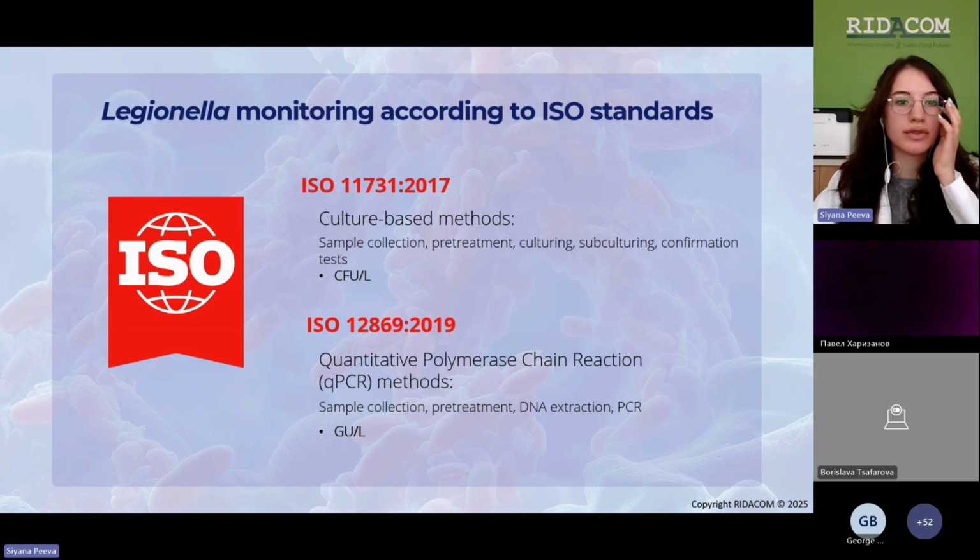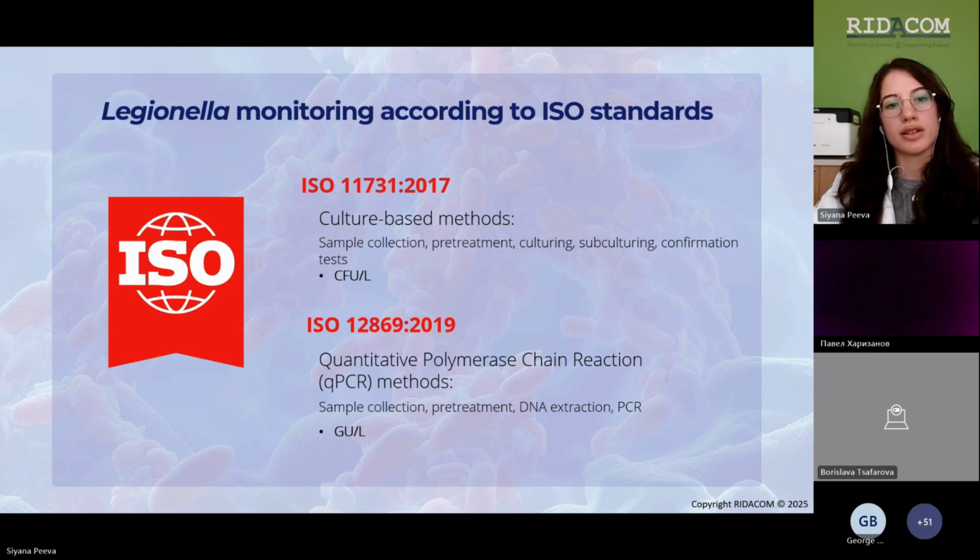Here, this is a different measurement unit. The genome units show us one genome unit is equivalent to the DNA which is contained in one Legionella cell. So here, we can detect every Legionella cell in the sample, not only those that can grow colonies and can grow on nutrient media. So here, genome units really help the method to be even more sensitive.